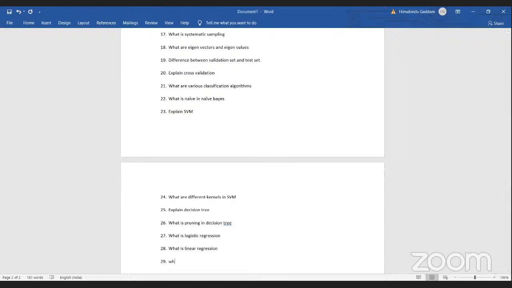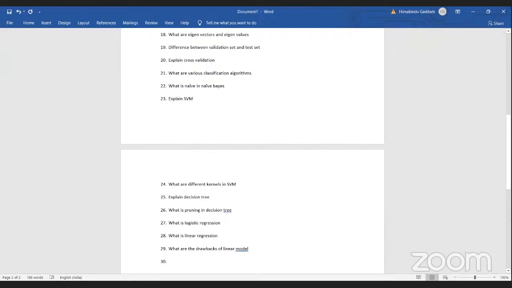What are the drawbacks of the linear model? The drawbacks are the assumption of linearity of the errors. It can't be used for count outcomes or binary outcomes. There are overfitting problems that it cannot solve.